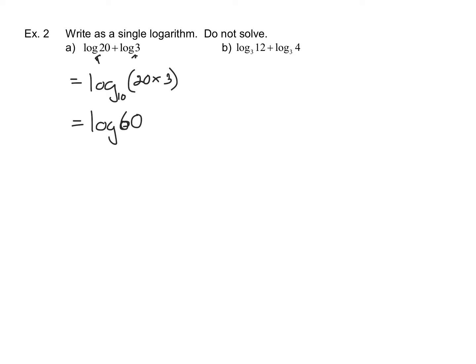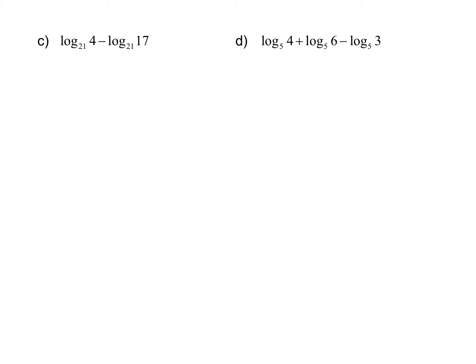Second one, we're looking at both logarithms having base 3. We're adding, so we're going to take the logarithm, still with base 3, but we're going to have 12 times 4 because of the addition, which means we have the logarithm of 48 base 3. And there's our single logarithm for this case. And so that means a lot, right? Because simplifying has just become that much easier. Let's look at a couple more.